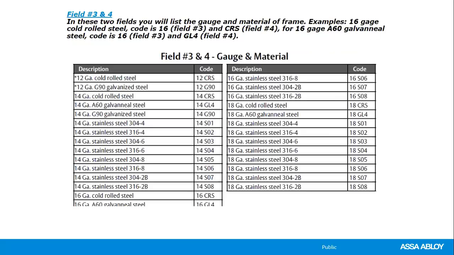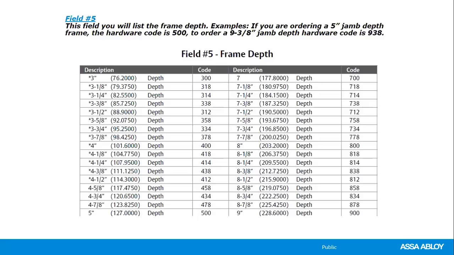Field 3 and 4 gets into your gauge and material, 14 gauge galvanneal, 16 gauge CRS, cold roll steel, so on. So this has a full page. And again, these are just snippets of these pages. This book is a standard 8.5 by 11 book, and it has about 40 or so pages for the frames and 40 or 45 pages for all of the hardware codes for your doors.